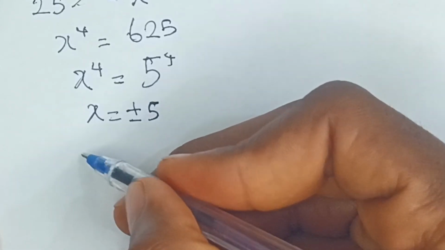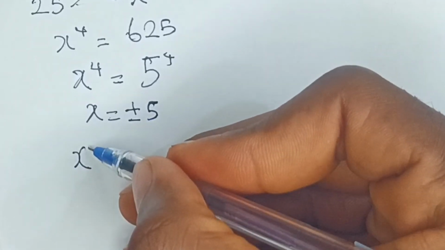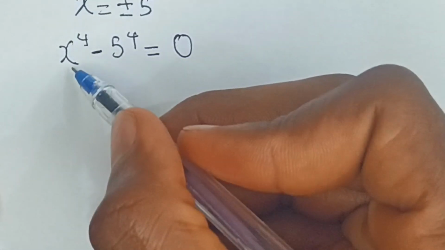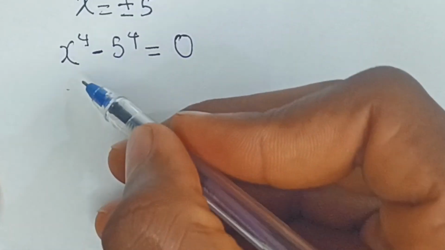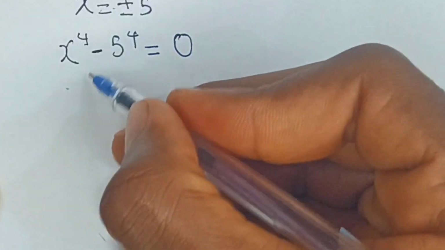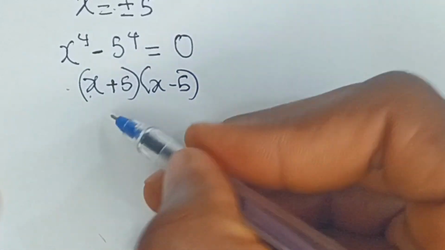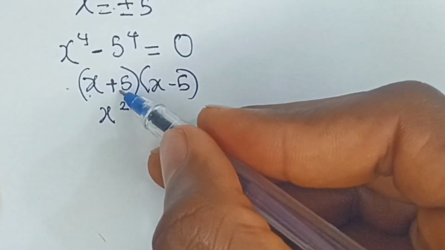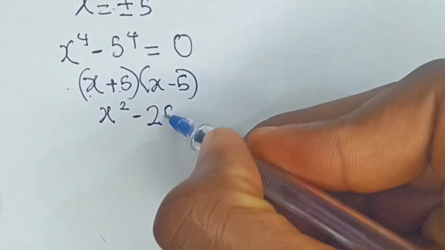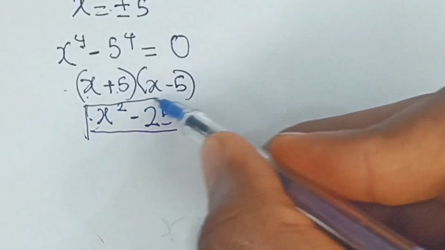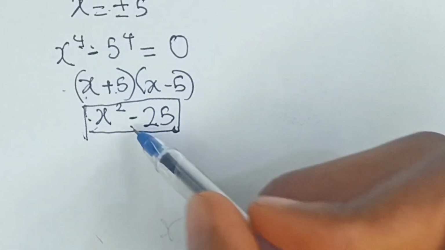Now we have that x raised to power 4 minus 5 raised to power 4 is equal to 0. I'm going to be using a really fast method to do this. Since x is equal to plus or minus 5, it's fair to say that we have x plus 5 multiplied by x minus 5 as the factors of this equation. So x times x is x squared and 5 times 5 is 25, so we have minus 25. Now we're going to divide this equation by this.